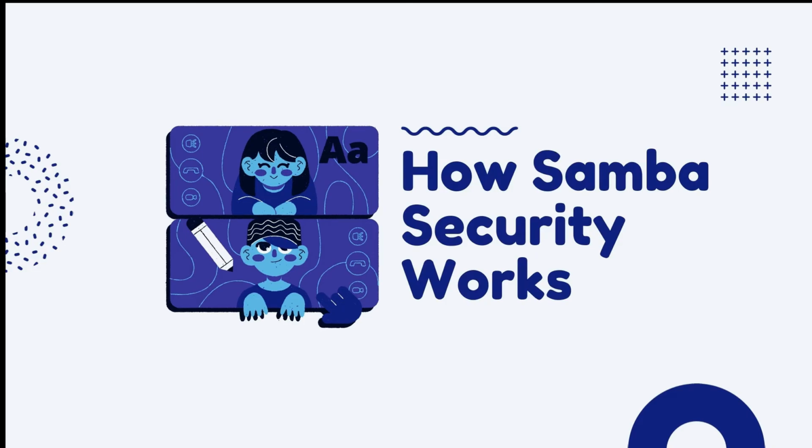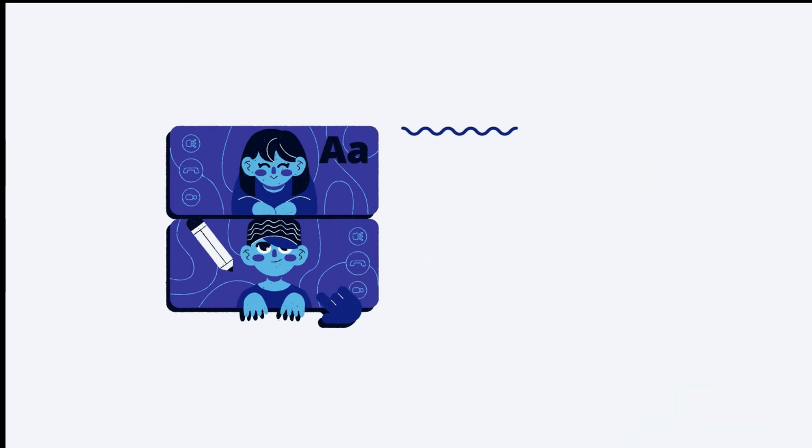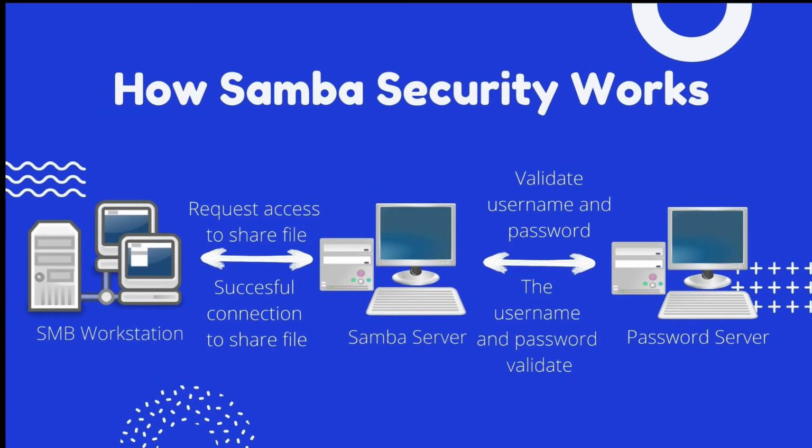How Samba Security works. The SMB workstation requests to share a file from the Samba server. The Samba server then validates the username and password from the password server. Once the password and username are validated, there will be a successful connection to share a file to the SMB workstation.